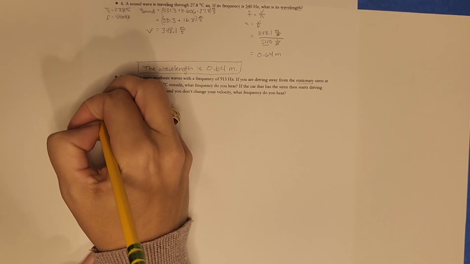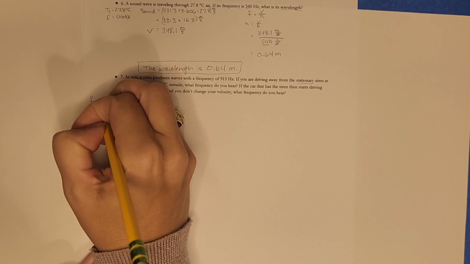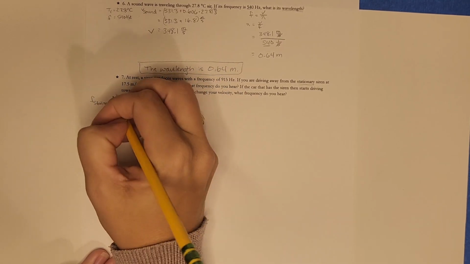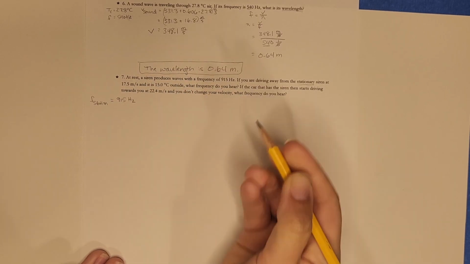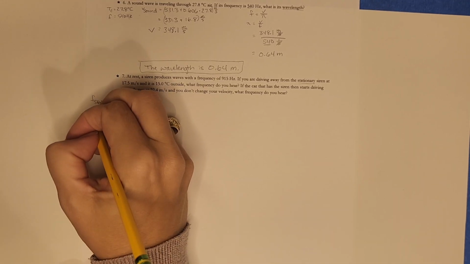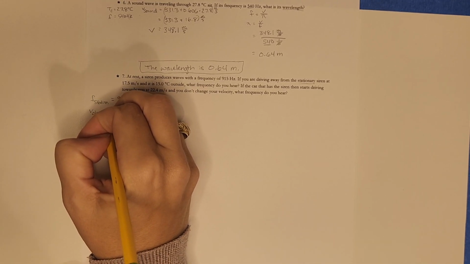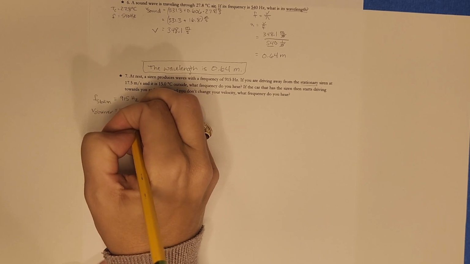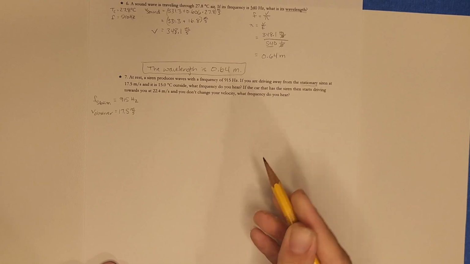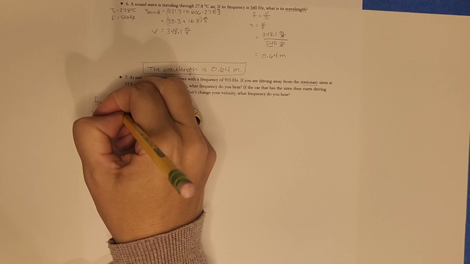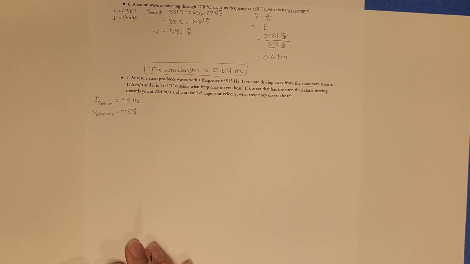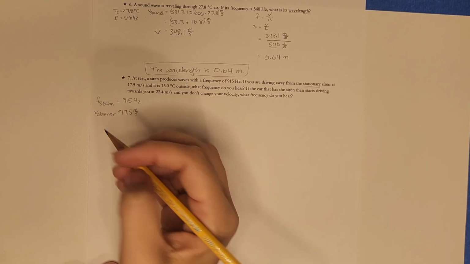So let's focus first on the first one. We are given the stationary frequency. I'm going to call this F station, and that is 915 hertz. Okay. We are given the velocity of the observer, and that's 17.5 meters per second, and it's driving away from the stationary siren. So I'm going to call this a negative 17.5 meters per second. And then we have the temperature.